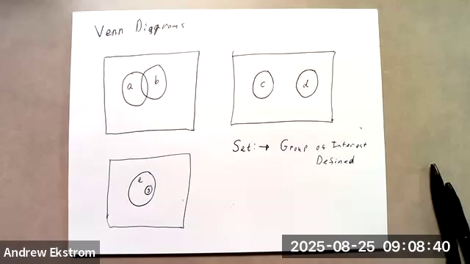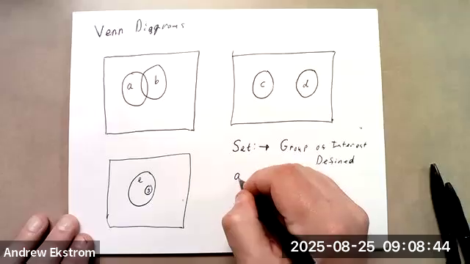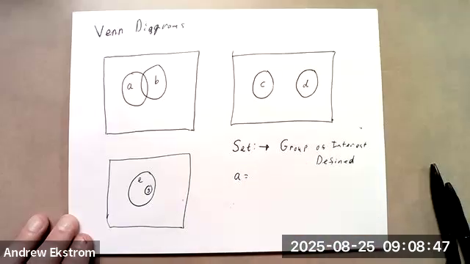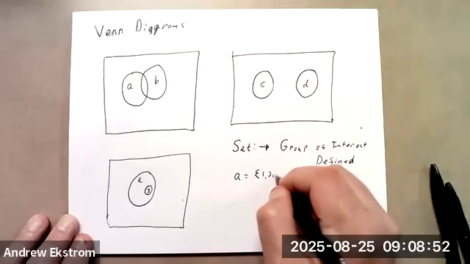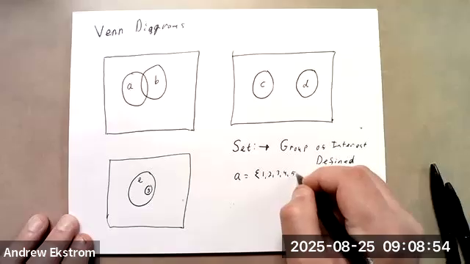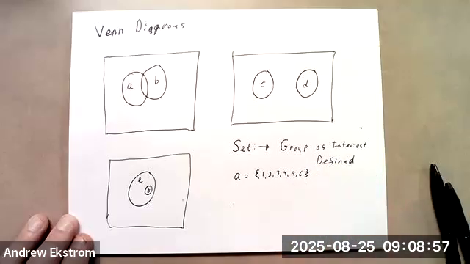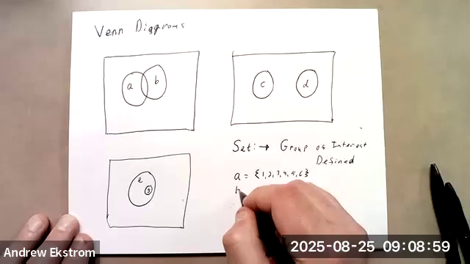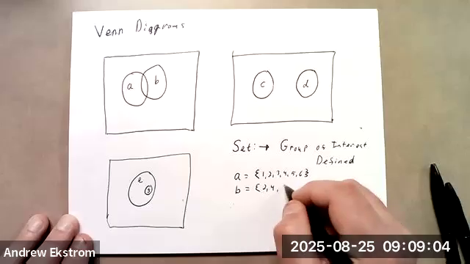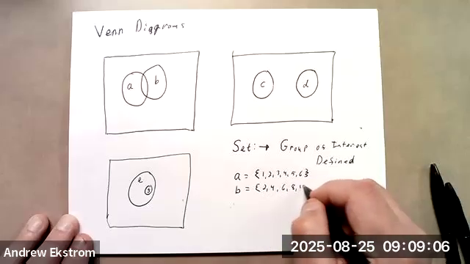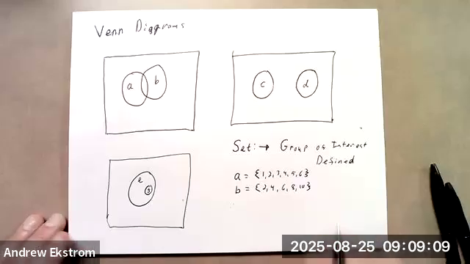Okay. So basically, a set, we can think of this as a group of interest or a group that's been defined. So what do I mean by that? We could say group A is one, two, three, four, five, six, or something like that. We could say B is, say, two, four, six, eight, 10. So we can make these numeric sets like we have here.